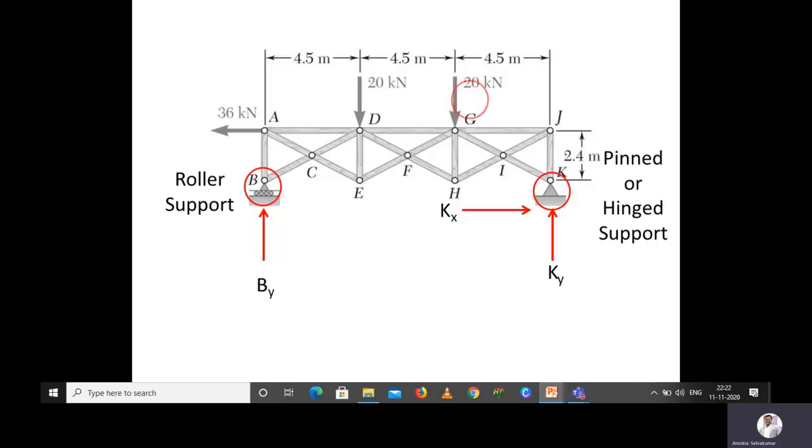Okay. And then you can see the external force 20 kilonewton is acting at point G, and another 20 kilonewton acting at point D, and then there is a horizontal force acting towards left at point A, that is 36 kilonewton. The height of the truss is given from K to J, that is from B to A, also 2.4 meter. And the distance between A to D is 4.5 meter, and A to J is 13.5 meters.